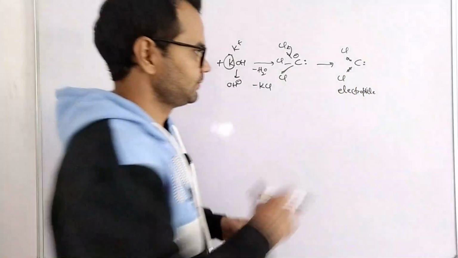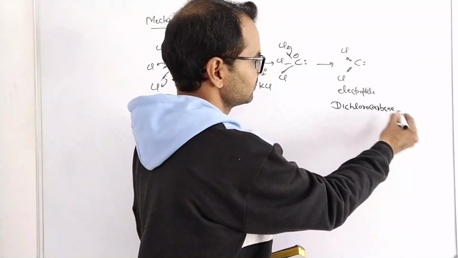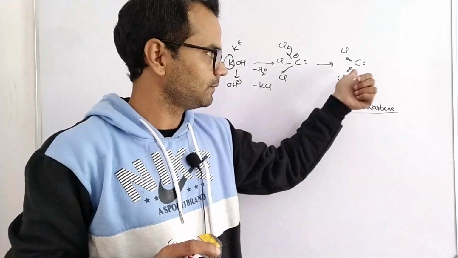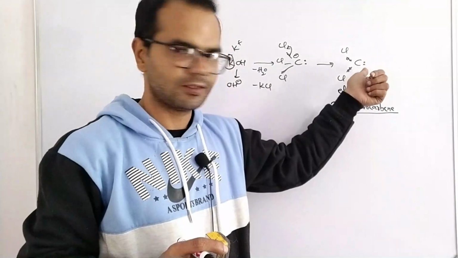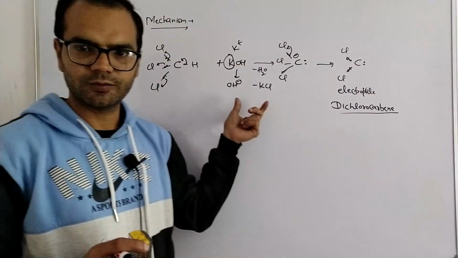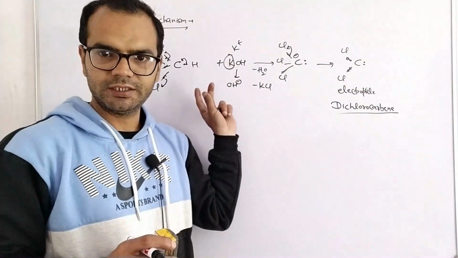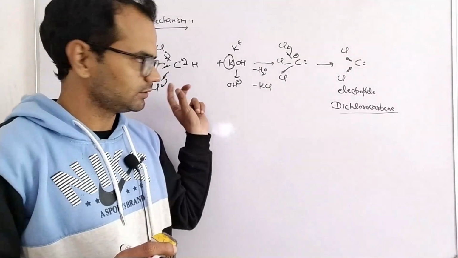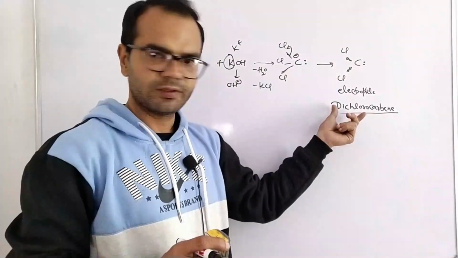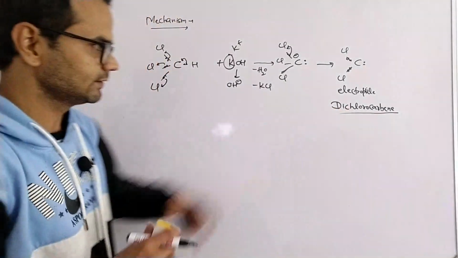This is known as dichlorocarbene. Carbene means having two free electrons, seems like a lone pair. So this electrophile is generated by the reaction of chloroform and KOH. Now it is electron deficient, and in amines we have a lone pair on nitrogen. That nitrogen will give its lone pair to the dichlorocarbene, resulting in the formation of an intermediate compound of amine and dichlorocarbene.